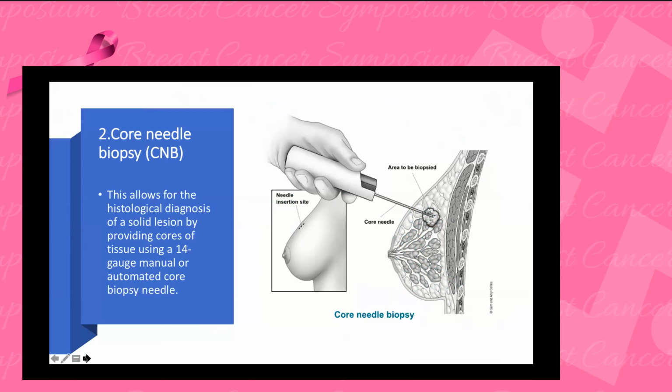That was the aspiration. Now we're going to the second one, which is our core needle biopsy. With the core needle biopsy, it allows a histological diagnosis of a solid lesion. It provides cores of tissue using a 14-gauge manual or automated core needle biopsy. And you can see here on the image on the right, it shows you the needle going into the mass, and a core will then be taken from that mass in the breast.